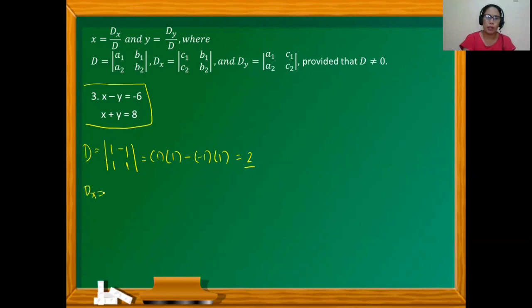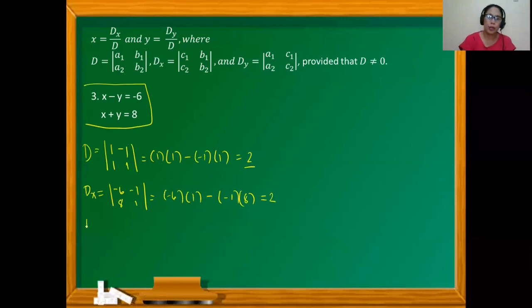While our d sub x is c1, c2. So we have negative 6 and 8. And then b1, b2, negative 1, 1. So we have negative 6 times 1 minus product of negative 1 and 8. So this is negative 6 minus negative 8. So this is negative 6 plus 8. So negative 6 plus 8 equals 2.